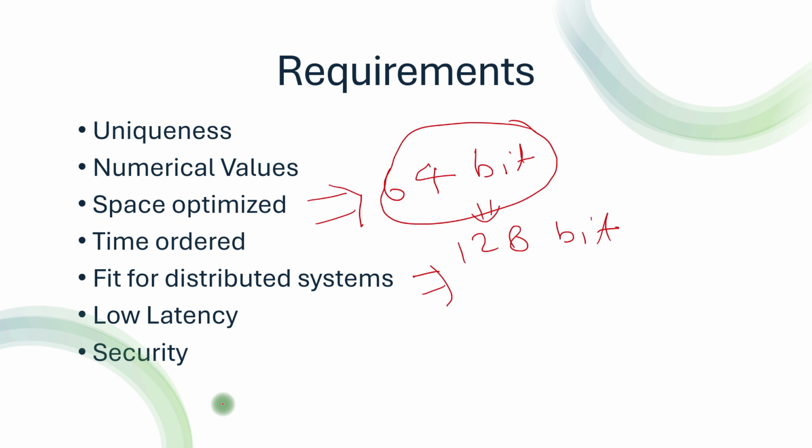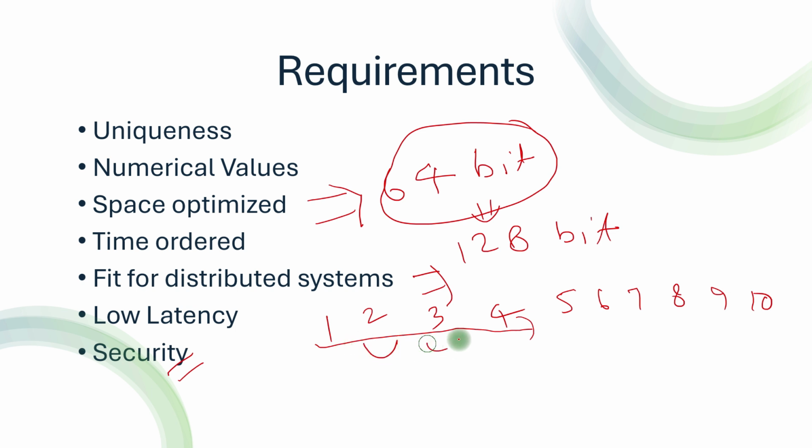How does security come into the picture when we are dealing with unique ID generation? Let's say we have the ID being generated 1, 2, 3, 4 like this. If we are sequentially incrementing, the next ID is very much predictable: 5, 6, 7, 8, 9 and 10 similarly. It can be incremented by 1, or by any other pattern.